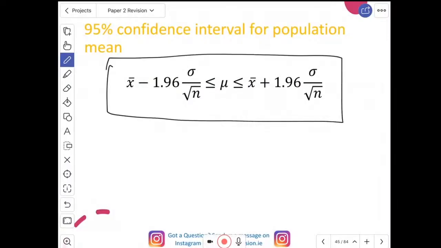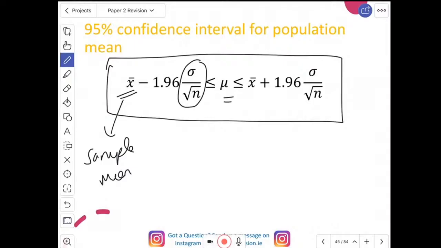So for the 95% confidence interval for the population mean, we're saying mu is going to be between X bar, remember, is your sample mean. Then the next bit is minus 1.96 times the standard error. But again, instead of using it for the proportion, we're using it for the mean, and then it's plus on the other side.